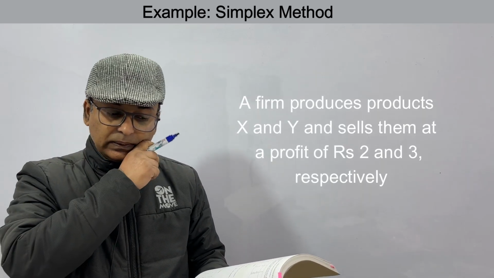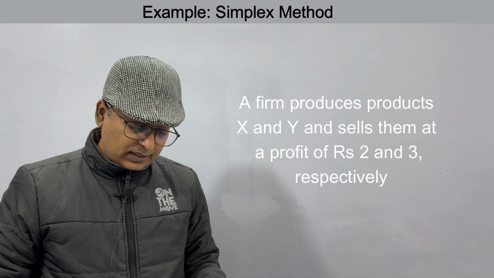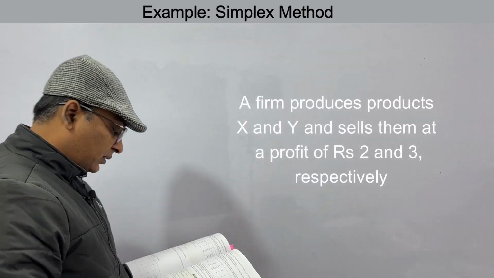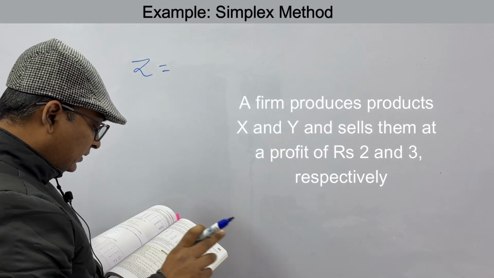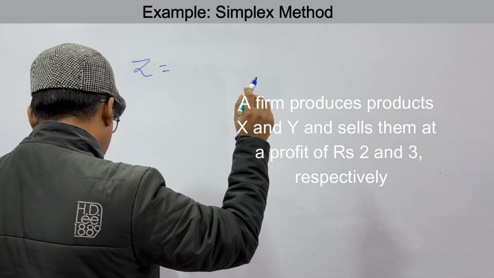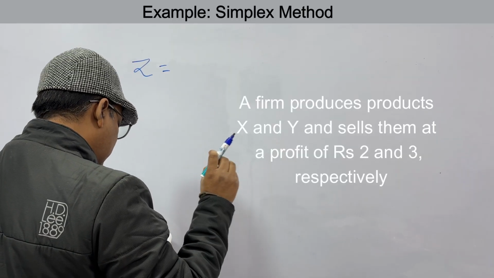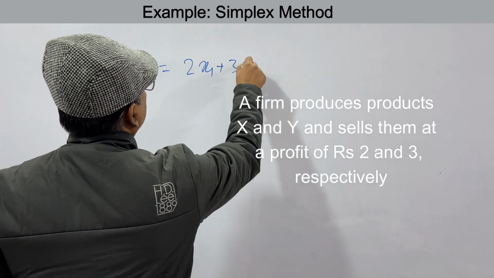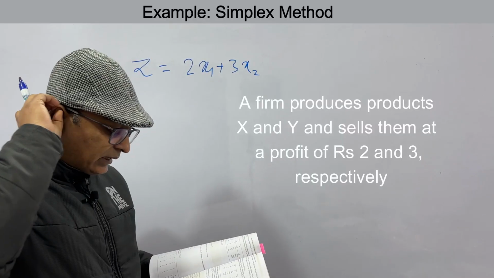So our question on LPP is: a firm produces products X and Y and sells them at a profit of rupees 2 and 3 each. If I'm writing the problem along with reading it, let's say the first product is X1 and the second product is X2, that is, the number of products is X1 and X2. Then it earns a profit of rupees 2 from product 1 and rupees 3 from product 2. So this means 2x1 plus 3x2. When the company sells these products, this is the profit that it will get.